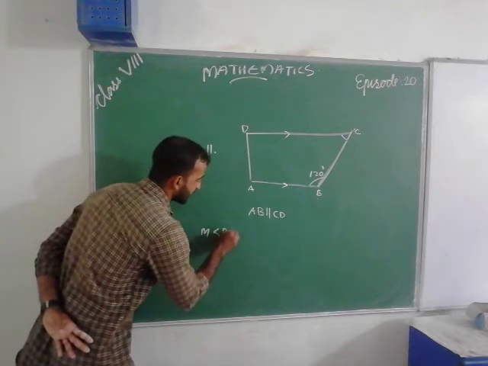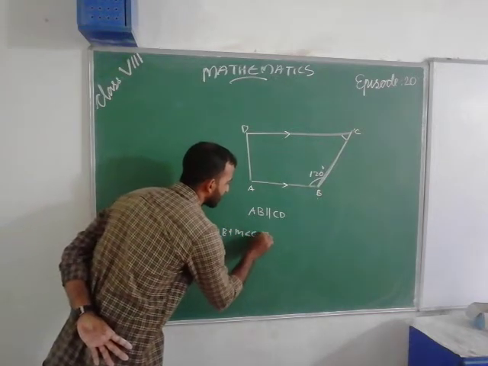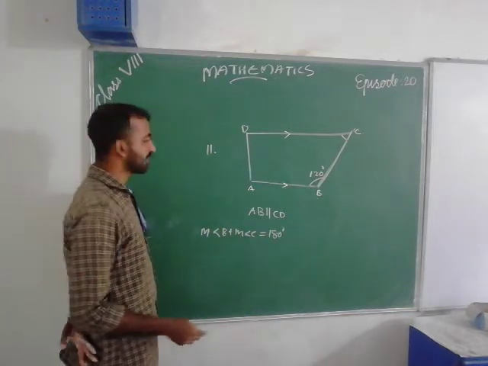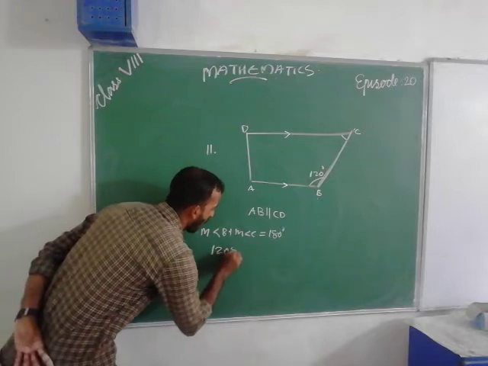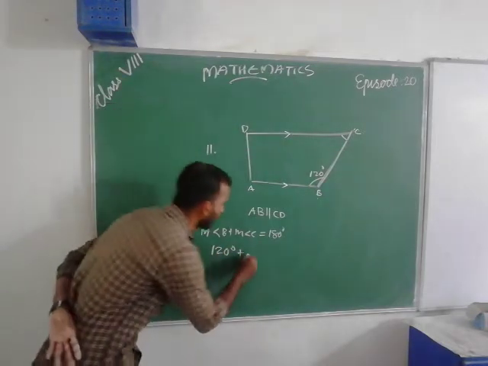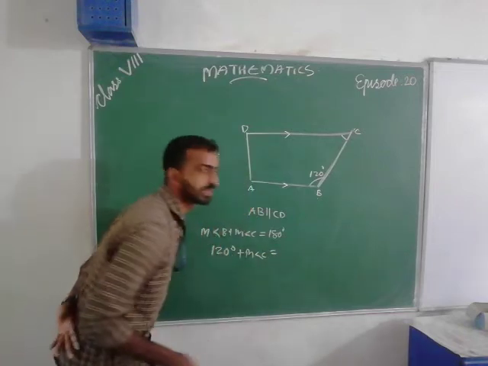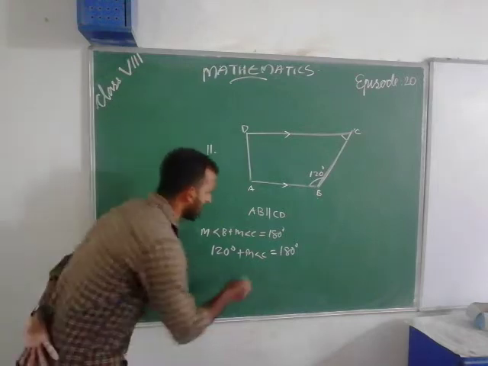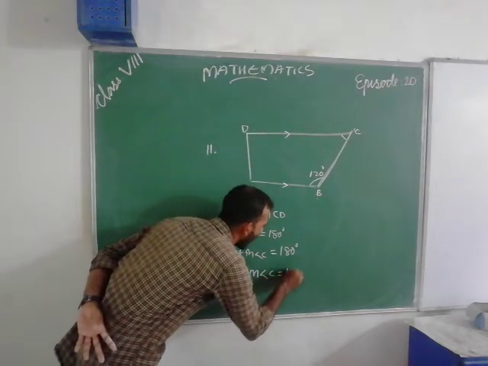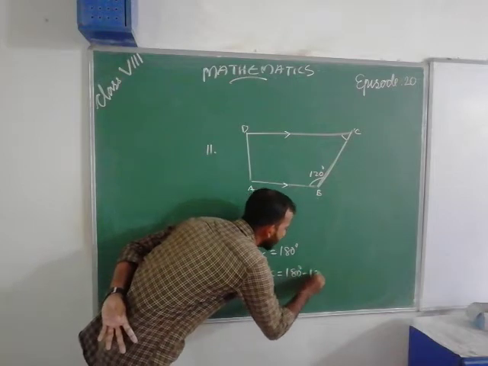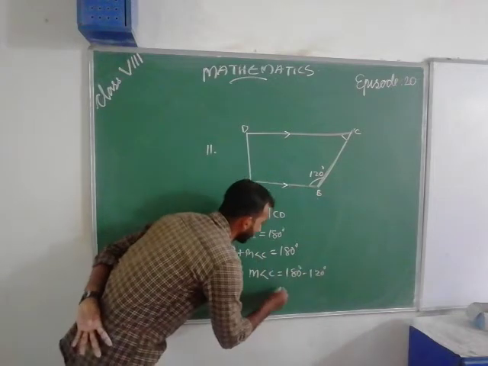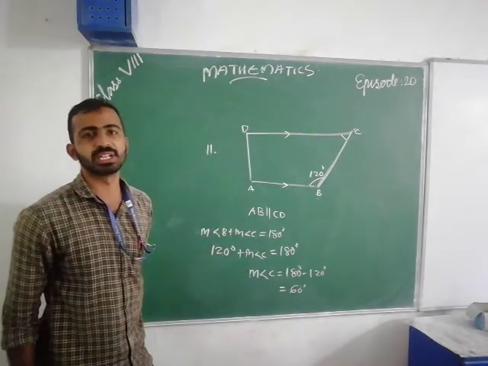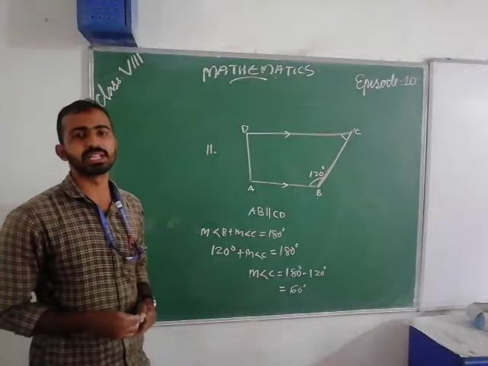So the measurement of angle B plus the measurement of angle C gives 180 degrees. The measurement of angle B is 120 degrees, plus the measurement of angle C, equals 180 degrees. So the measurement of angle C equals 180 degrees minus 120 degrees, that is equal to 60 degrees.